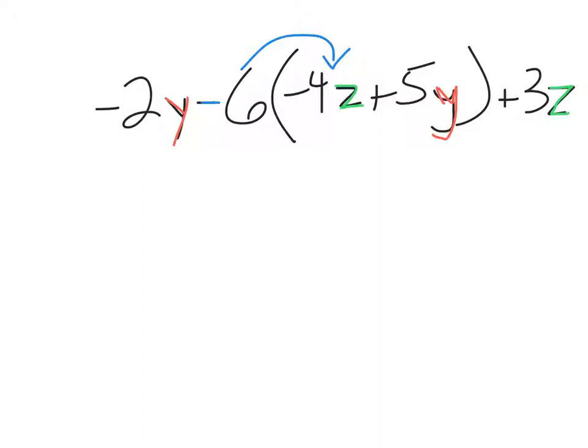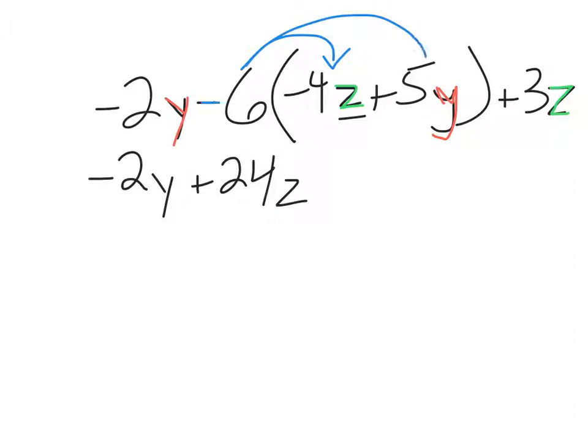Once we get into linear equations and actually start solving them, you want to make sure we visualize it that way. So I'm going to leave the negative 2y here, as we're not doing anything with that just yet. But negative 6 times negative 4 is positive 24, and the z is going to stay, so that's 24z. The next part of the distribution is negative 6 times positive 5, which is negative 30, so that's negative 30y. And then the 3z I'll also just leave here.